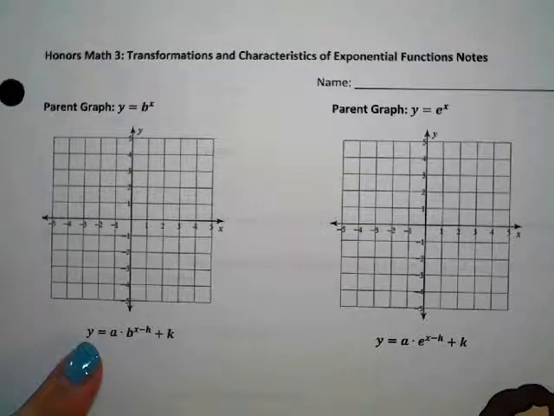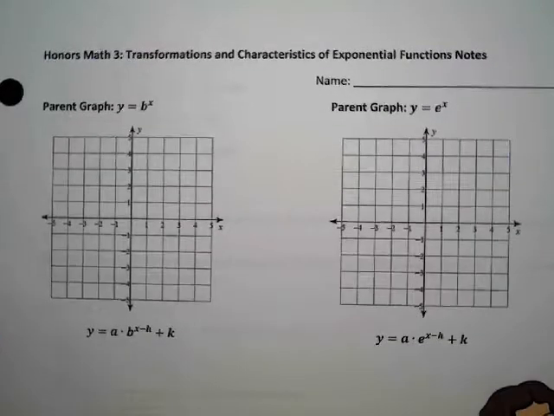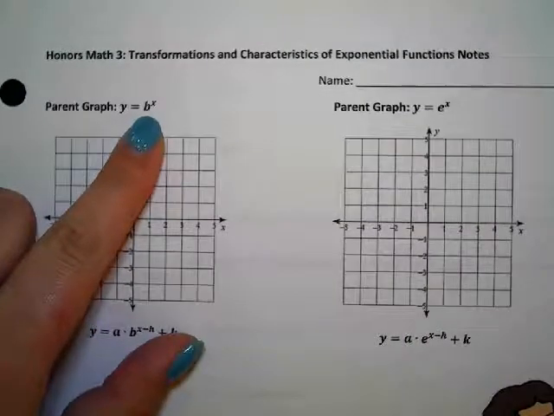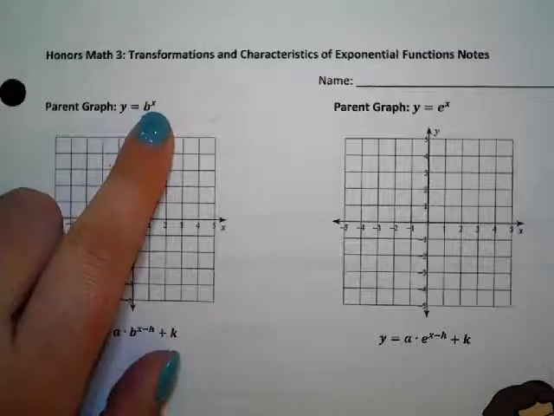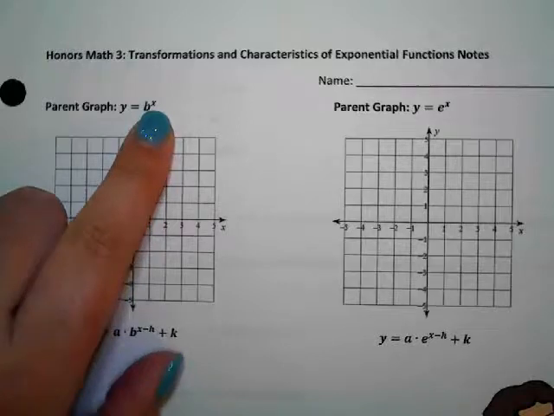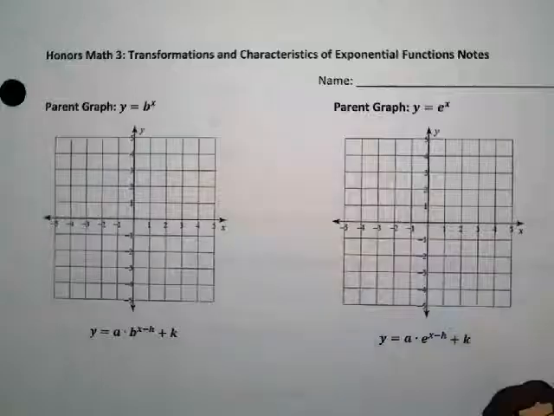All right, so for these notes, we're going to go over transformations and characteristics of exponential functions. So for exponential functions, we have the base of the exponent b, and then we have the exponent, which is where the variable comes in. So we have three important pieces of information.